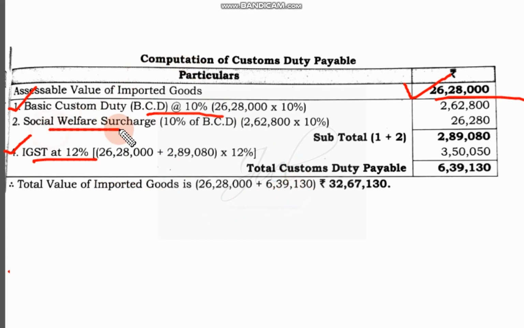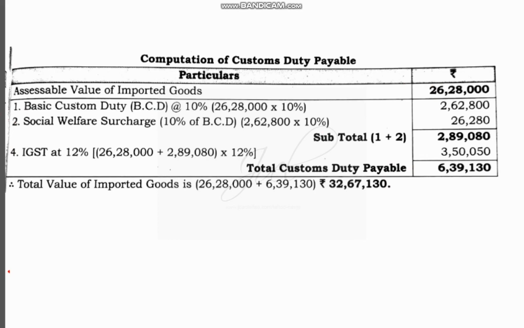One more thing, even if it is not given, we have to consider social welfare surcharge, which will be calculated on BCD. If CVD is there, CVD and BCD will be added, and on that amount it will be calculated. Otherwise, on 2,62,000 itself we are going to consider this particular duty. That is about social welfare surcharge, because it is a surcharge.